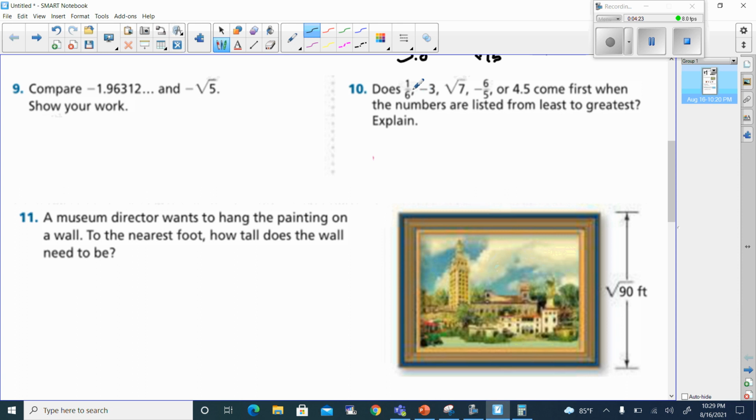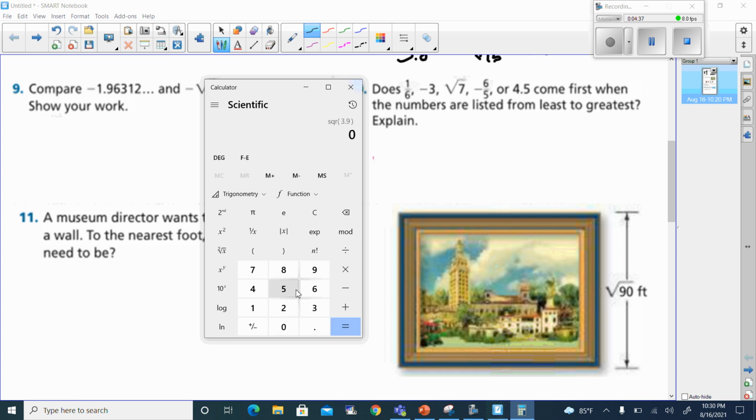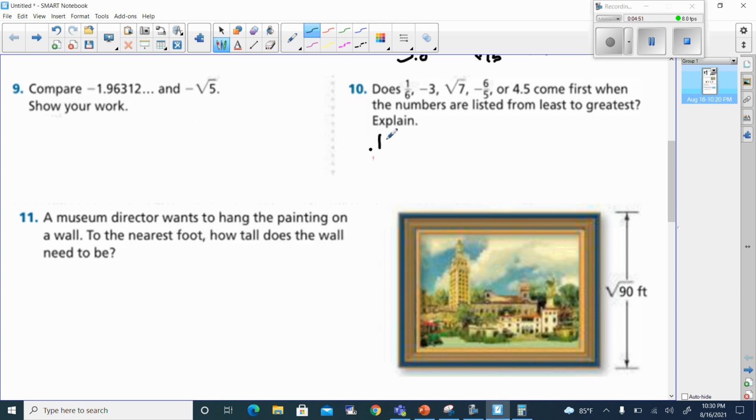If I'm dealing with 1/6, I can make that a decimal. That's 1 divided by 6. Remember, every fraction is really a division problem. And that's going to give me 0.16 repeating. Let's try the next one. That's a -3. And really, -3 is going to be before 0.16, because even though this is 0.16, it's a positive number, right? So -3 will be less than it.